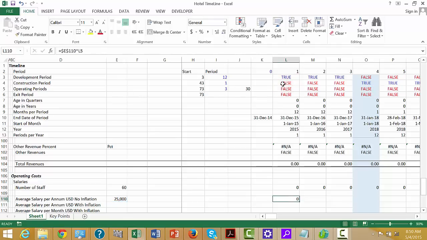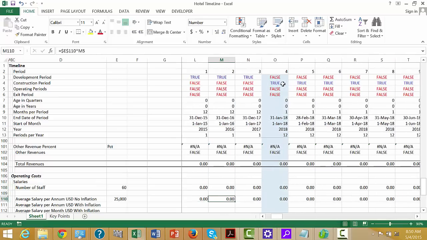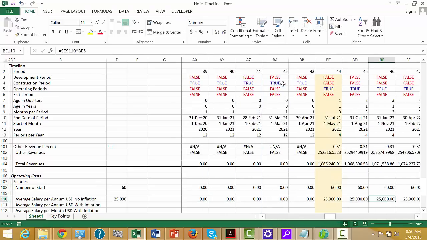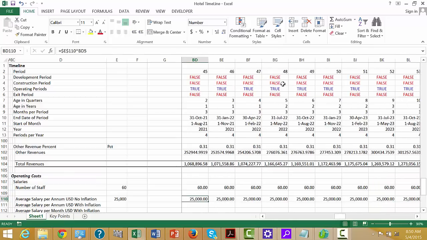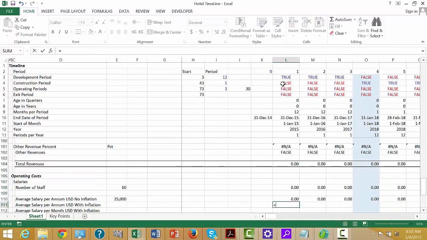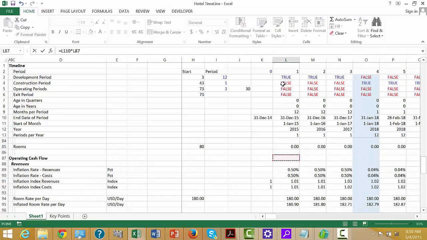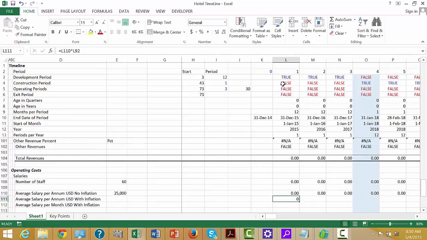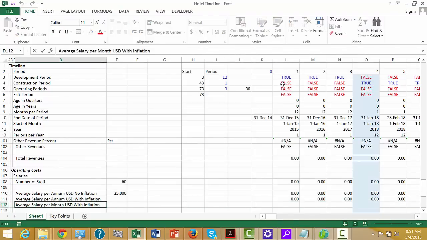I hope you see that this is an important thing. So now, let's just multiply this by our inflation index. I hope I'm not doing something wrong here. So we put our inflation index for our costs up here, and then we can put our average salary. It says per month, it should say per period.